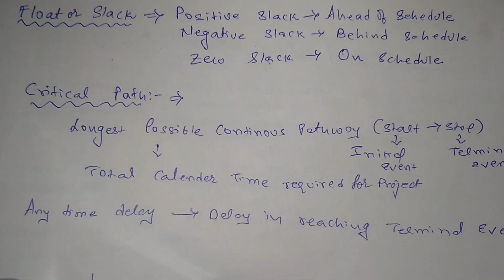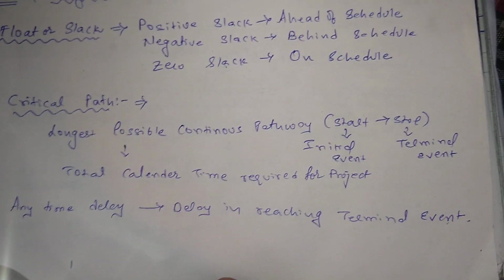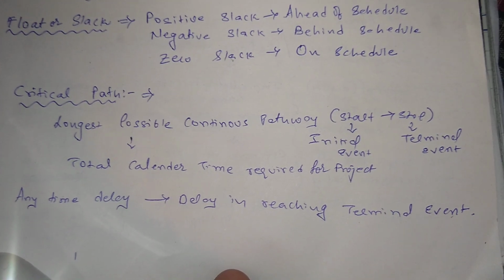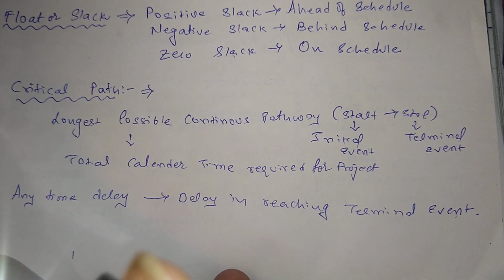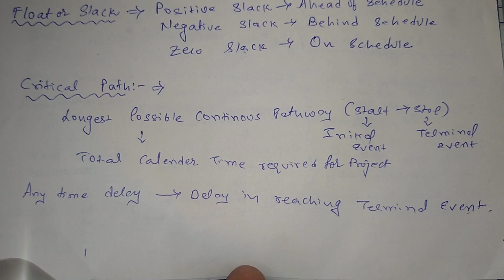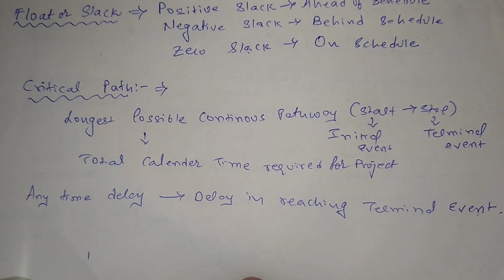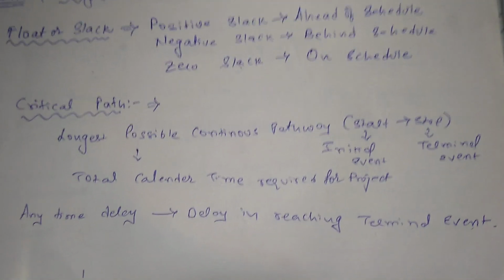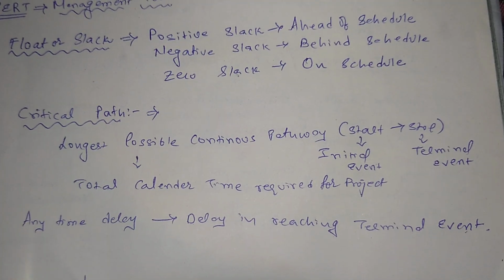Next thing is the critical path. It is the longest possible continuous pathway from start to stop, that is from the initial event to the terminal event. So it is the total calendar time required for the project, and is called the critical path. If there is any time delay, there is a delay in reaching the terminal event.